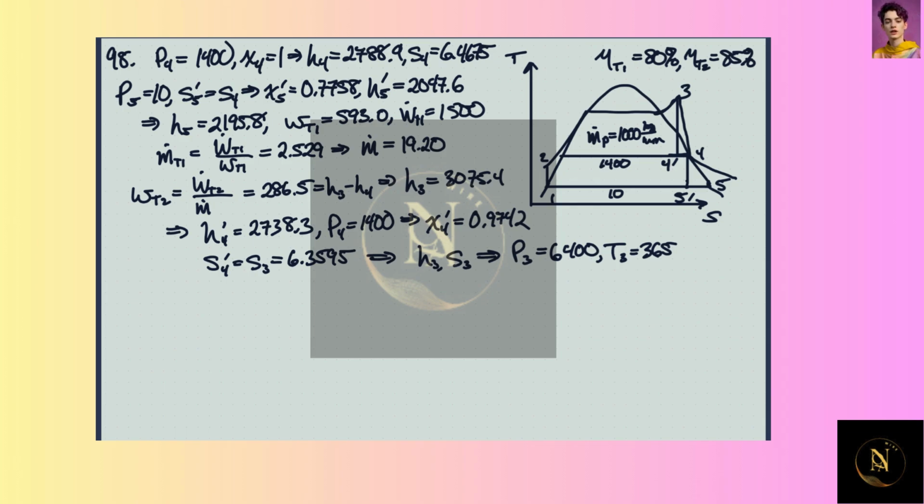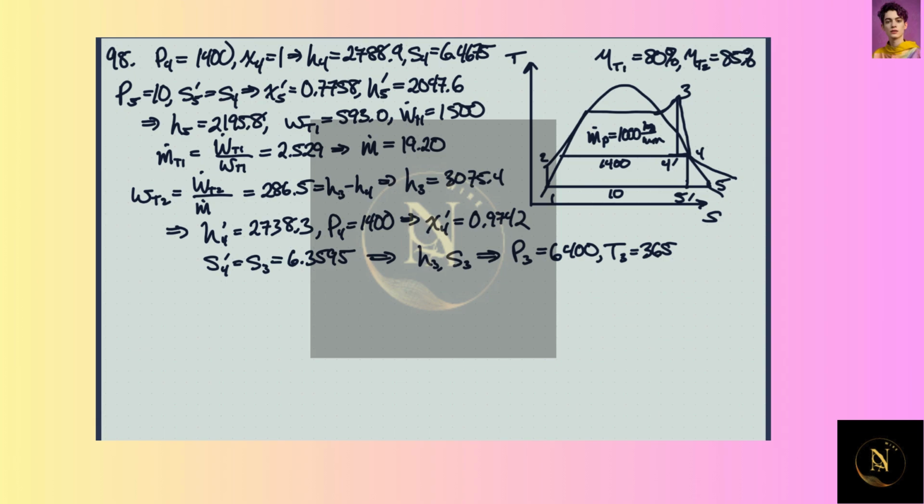At 4, we know it's a saturated vapor and we know the pressure, so we can get the enthalpy and the entropy. At 5, in the isentropic case through the low pressure turbine, the entropy is the same as at 4, so we can get the quality and the enthalpy. Then we can use the efficiency of the low pressure turbine to get the enthalpy out of the low pressure turbine.